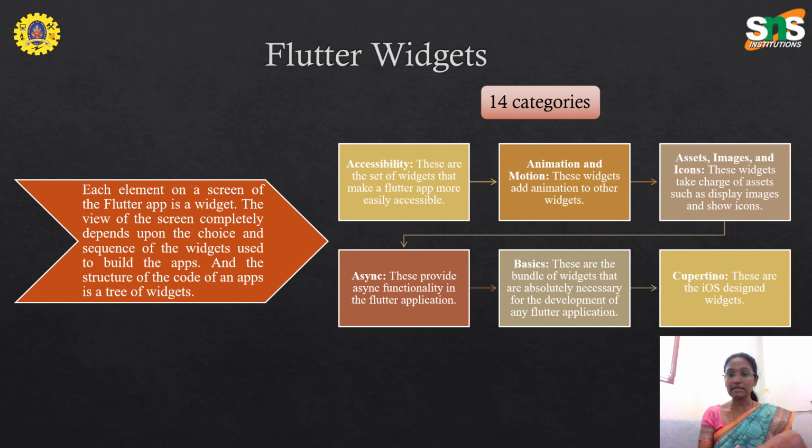The first one is accessibility, which means the Flutter app is easy for people to access and interact with. Next is animation and motion. The third is assets, images, and icons, where we place the icons and images we want to display on my mobile phone. Then async is the functionality of Flutter applications. Then basics, which are absolutely necessary for development in Flutter applications through widgets. And Cupertino is the iOS-designed widgets, so we support both Android and iOS.